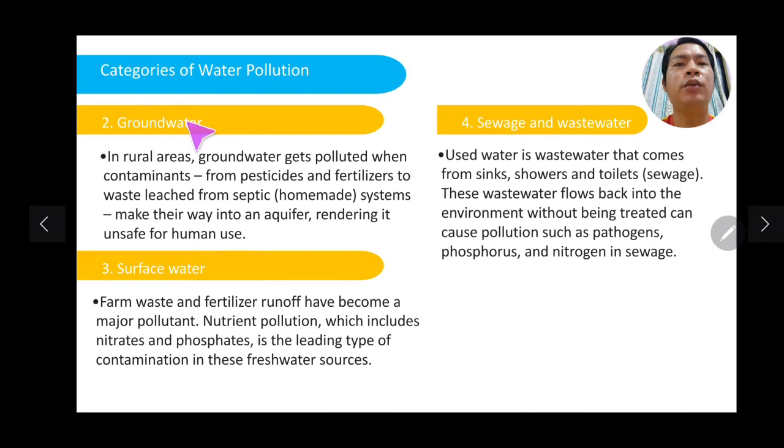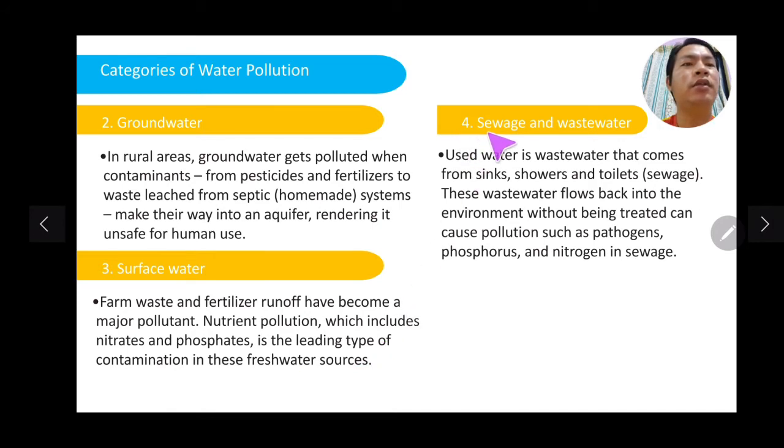Number 2, groundwater. In rural areas, groundwater gets polluted when contaminants, from pesticides and fertilizers to waste leached from septic systems, make their way into an aquifer, rendering it unsafe for human use. Number 3, surface water. Farm waste and fertilizer runoff have become a major pollutant. Nutrient pollution, which includes nitrates and phosphates, is the leading type of contamination in these freshwater sources.